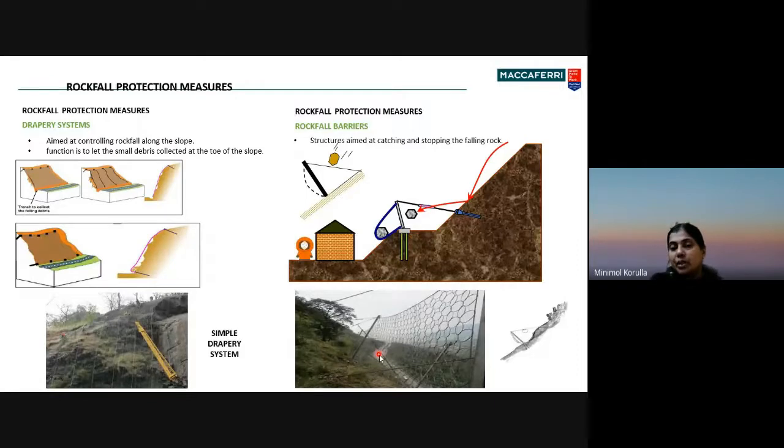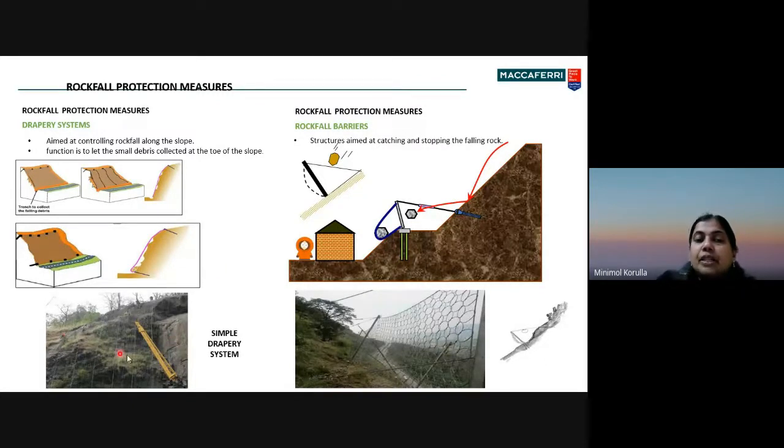So this photo below is showing a barrier, and this barrier is designed for the energy which can hold the rock.